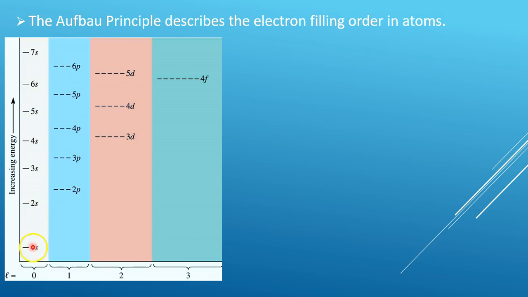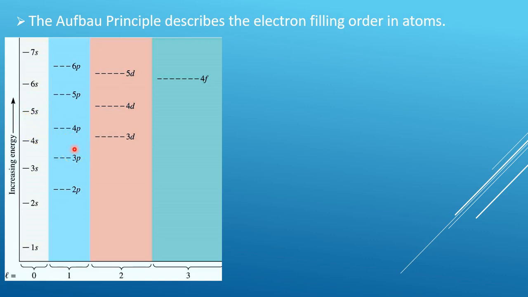So first we start with 1s, followed by 2s, 2p, 3s, 3p. Notice here the first overlap: 4s comes before 3d. Continue. Then 3d is followed by 4p. 5s comes before 4d. So we have a second overlap.